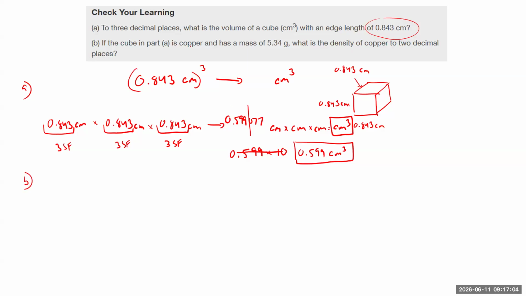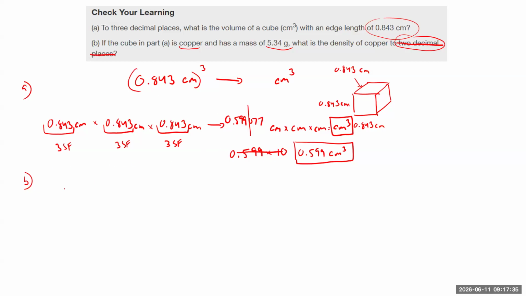All right. If the cube in part A is copper and the mass is 5.34 grams, what is the density of copper to 2 decimal places? Usually we don't tell you 2 decimal places or 3 decimal places. You have to figure it out from significant figures. And actually, let's cross this out and do it without the 2 decimal place knowledge, right?